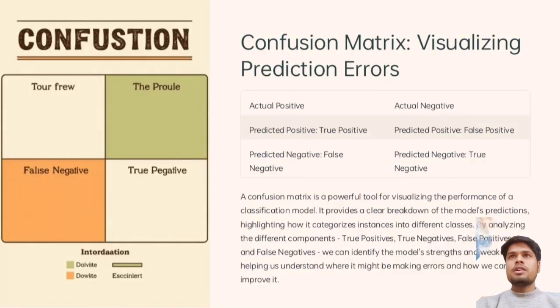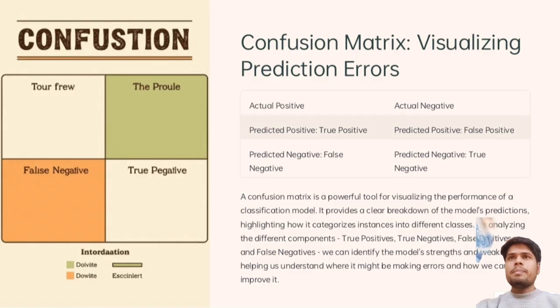Next, the confusion matrix, visualizing the prediction errors. There will be two possibilities: first is actual positive and second is actual negative. In actual positive, predicted positive is true positive, and second is predicted negative, false negative. And in actual negative, predicted positive equals false positive and predicted negative equals true negative.